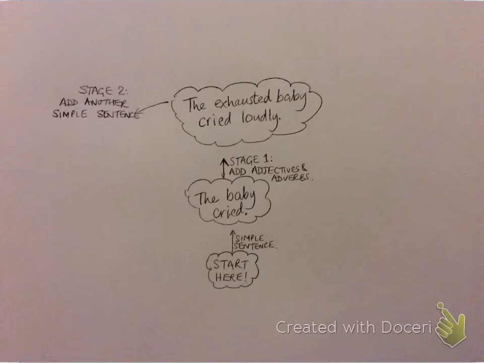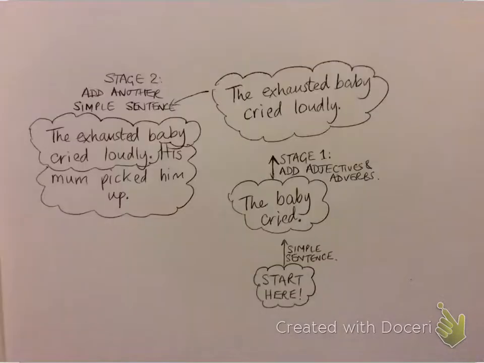So stage 2 is to add another simple sentence to the one that we've got already. Here we go. The exhausted baby cried loudly was where we were at the top in the middle. And now we're adding his mum picked him up. Both of those sentences are complete and they're simple.